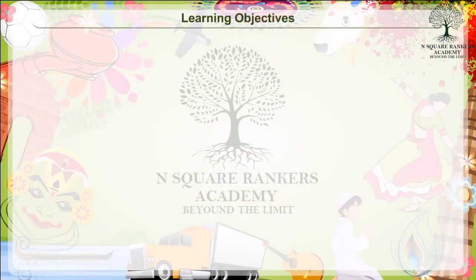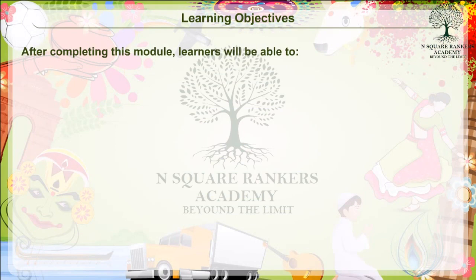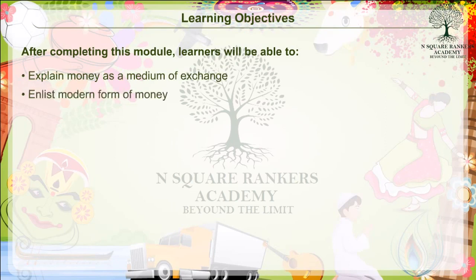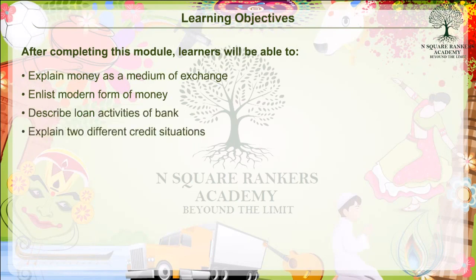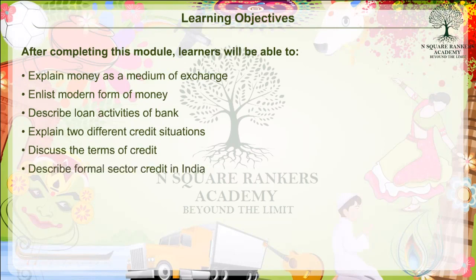Learning objectives. After completing this module, learners will be able to explain money as a medium of exchange, enlist modern form of money, describe loan activities of bank, explain two different credit situations, discuss the terms of credit, describe formal sector credit in India, define self-help groups for the poor.